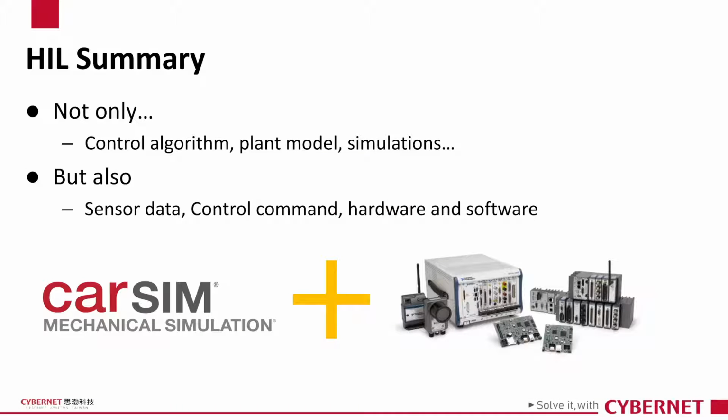Let's summarize hardware in the loop. Hardware in the loop could not only help us implement our control algorithm, train model, and the simulations, but also integrate the interface of sensor data and the control algorithm, so that we could connect our controller hardware to simulation software. In the vehicle application field, you could use CarSim and a hardware in the loop platform to test your controllers.